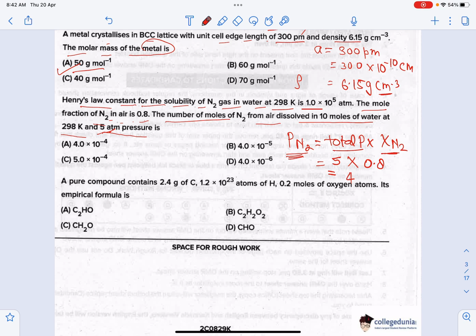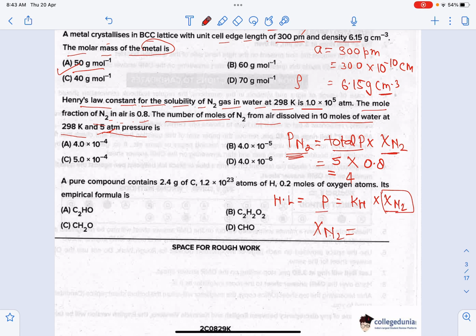Now according to Henry's law, as you know, partial pressure is equal to Henry constant multiplied by mole fraction. From here we can calculate the mole fraction of nitrogen in total.